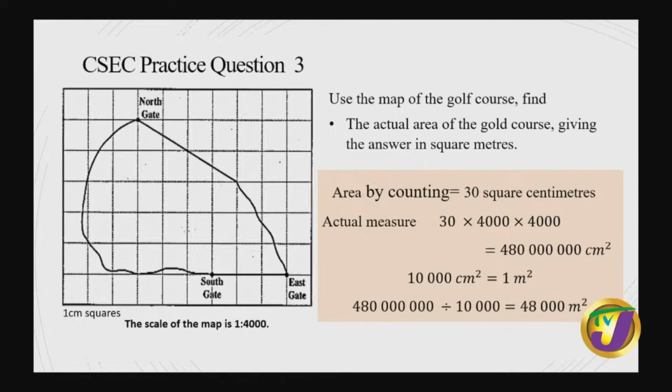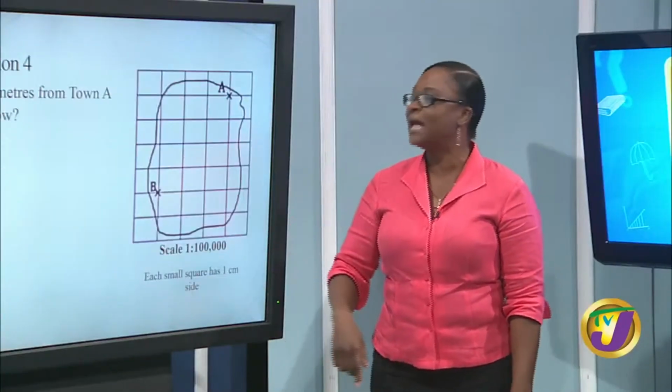Of course, we go ahead again and we do our division. It is 480 million divided by 10,000, and the final answer would be 48,000 square meters. We would have got our answer, right? Yes. Okay. Ladies and gentlemen at home, I hope that you have been following and things are a little clearer for you.